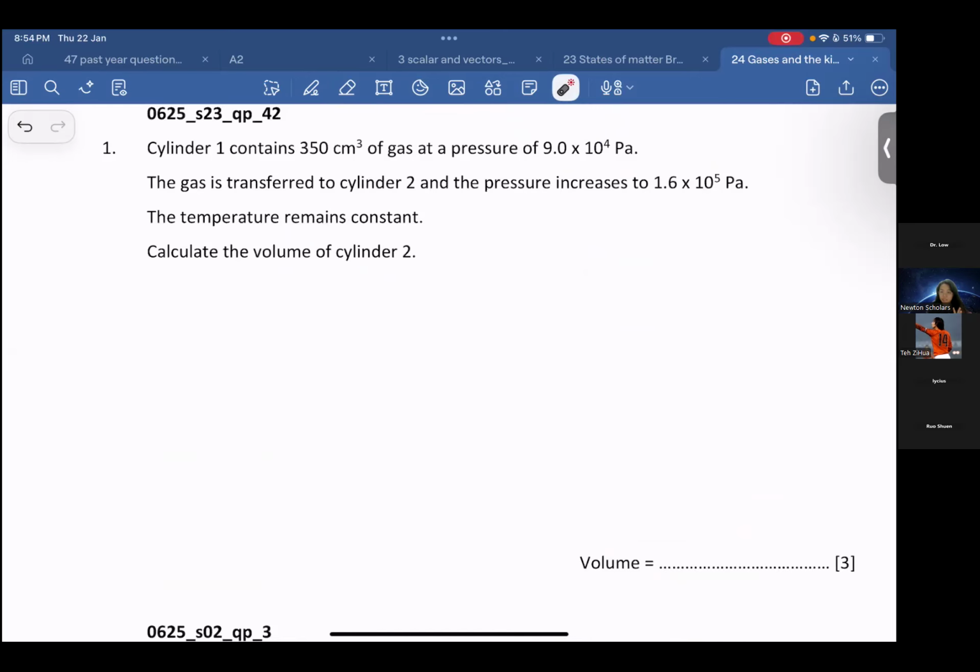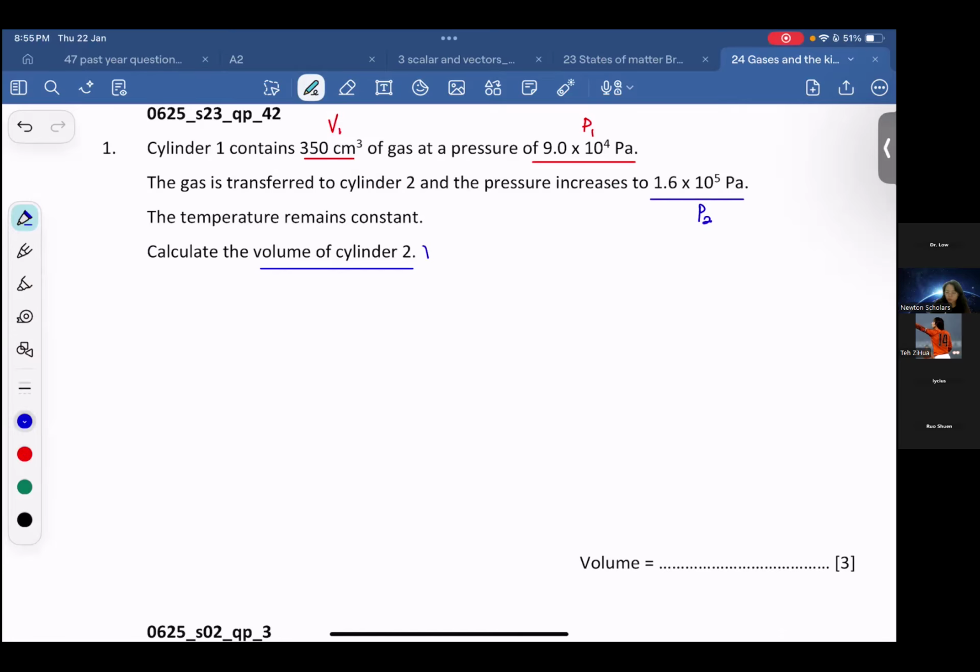Can you try the past year question? Cylinder 1 contains 350 cm³ of gas at a pressure of this. That means this is the starting volume, so we can say V1, and the pressure here, P1. Then the gas is transferred to cylinder 2. The pressure increased, so this is our new pressure. Temperature remains constant, because now we study volume and pressure. The rest of the physical quantities, we need to keep constant. What is the volume for cylinder 2? Can you do the calculation?